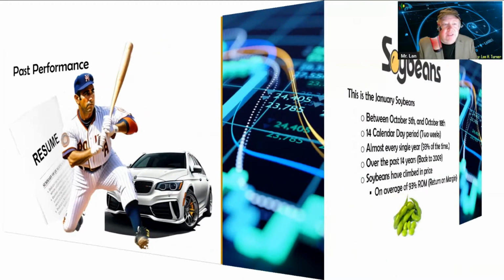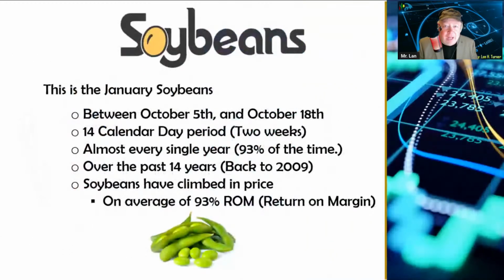All right, soybeans. This is the January soybean rally that I mentioned. Between October 5th and October 18th, a 14 calendar day period, 2 weeks, almost every single year, 93% of the time over the past 14 years, back to 2009, soybeans have climbed in price, on average a 93% return on margin. Now, that's unbelievable. That is a crazy, crazy thing. So that's your soybean rally right there that we talked about.